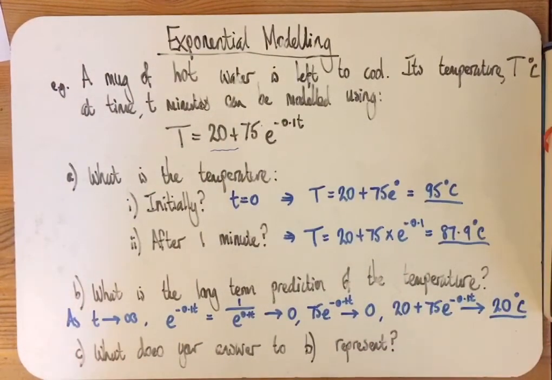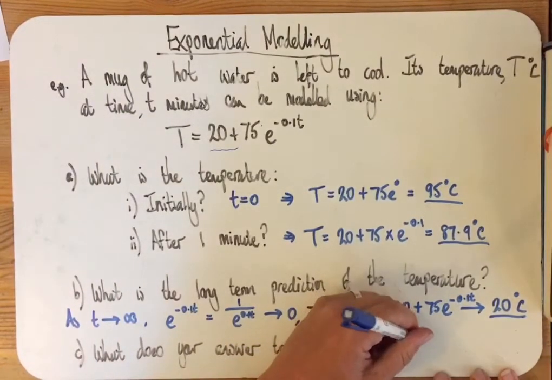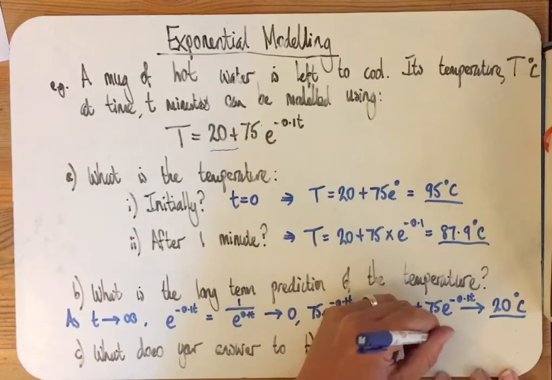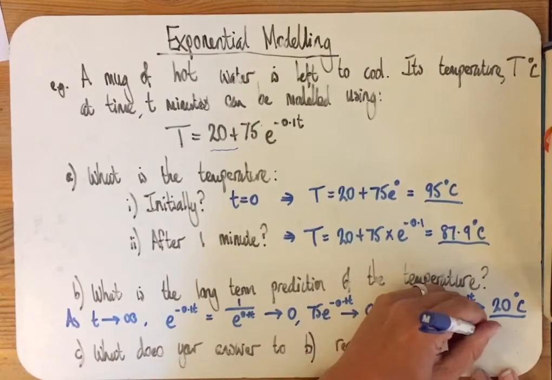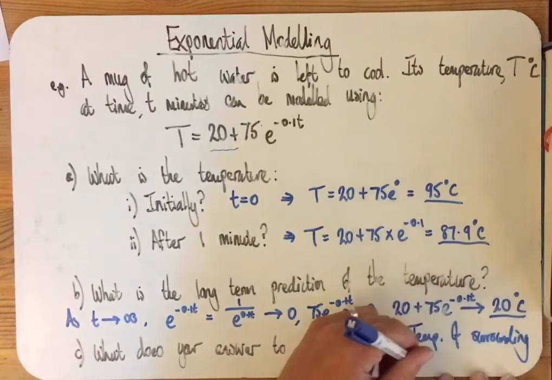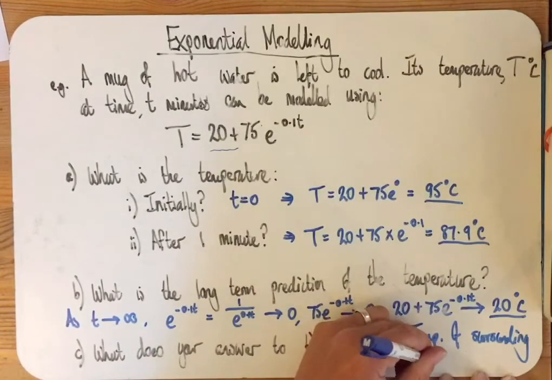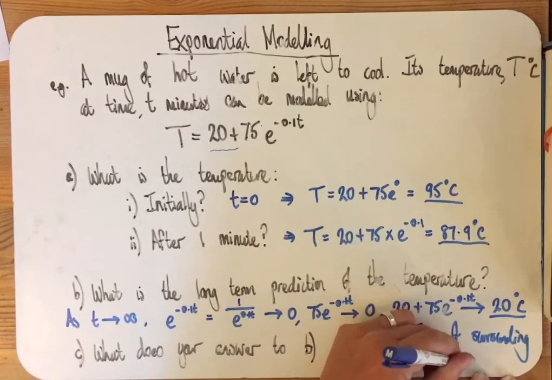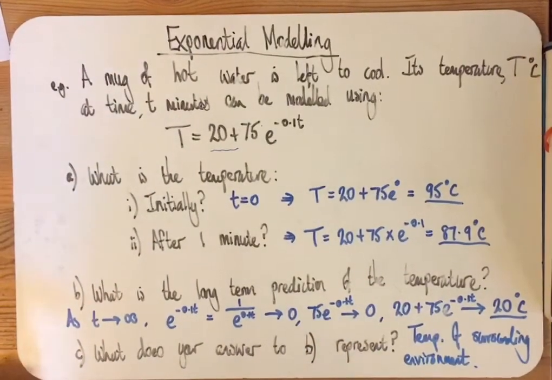And then what does your answer to B represent? So you might be asked to think a little bit out of the box, but not too much. So if the cup of hot water is cooling to 20 degrees C, it doesn't get any lower than 20 degrees C. That would be the temperature of the surrounding air, or room temperature would be okay there, I think. So temperature of surrounding environment. Feels like about the right thing to say.